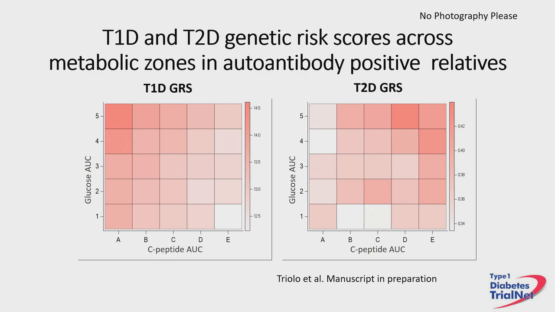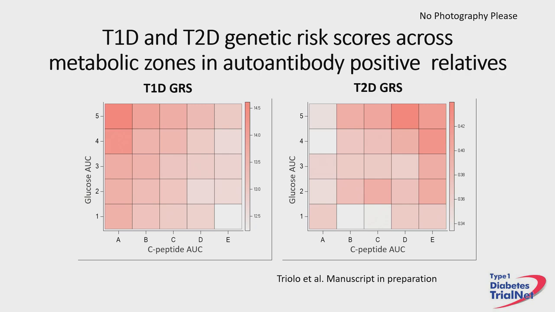On the other hand, on the right, you have the type 2 diabetes genetic risk score, and you can see that there's also a gradient. So these autoantibody positive relatives have a difference in terms of their type 2 diabetes genetic burden. And those who have the highest C-peptide on the right column, the letter E, have the highest type 2 diabetes genetic risk score. And we think that this underlies many of the metabolic differences that we see in this population.